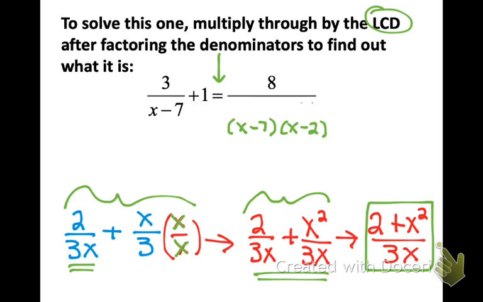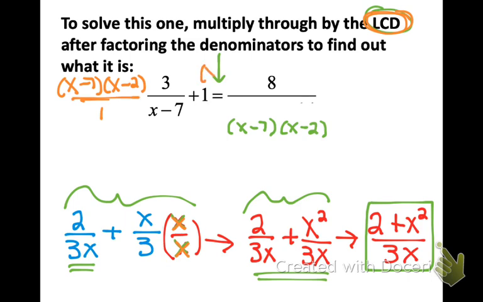Okay, so now we're going to multiply every piece of this by x minus 7, x minus 2. But not the denominator. Notice down here at the bottom it's the numerator and denominator. Here we're multiplying by the entire LCD, and it's only in the numerator, or over 1 if you want to do that.